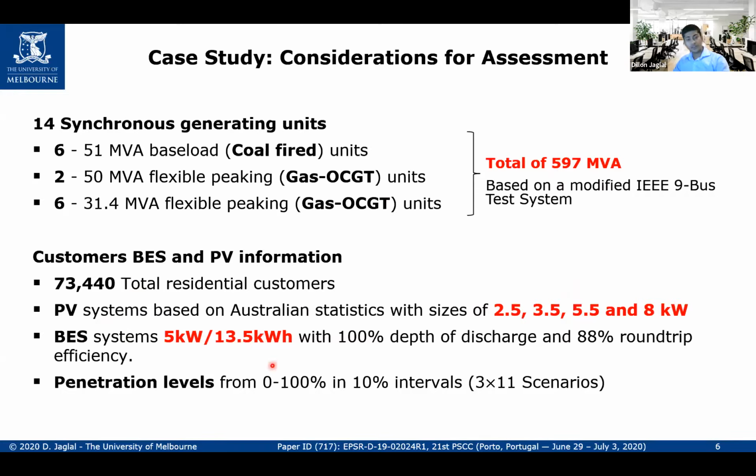And for the penetration levels, we're going from 0 to 110% in 10% intervals, making 11 penetration levels inclusive of 0. And then the 3 here comes from the 3 scenarios, PV only, OTS, and AD, giving a total of 33 scenarios.